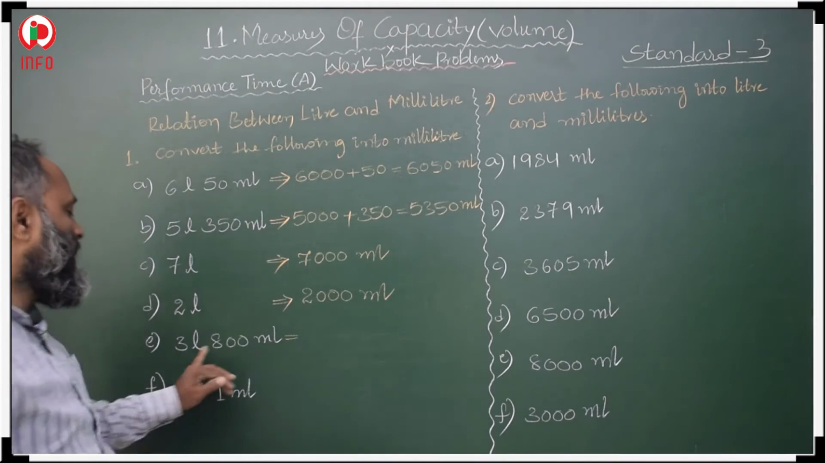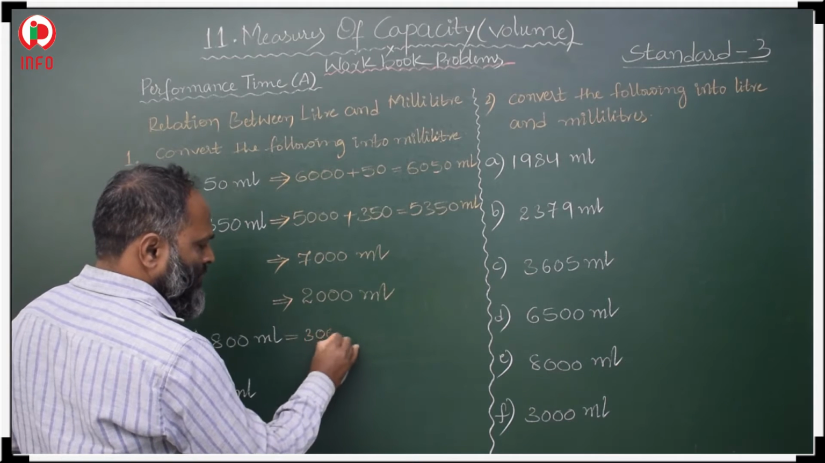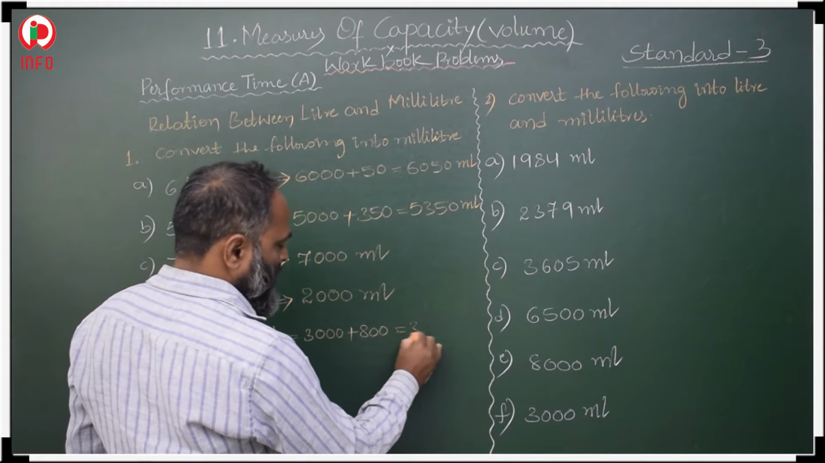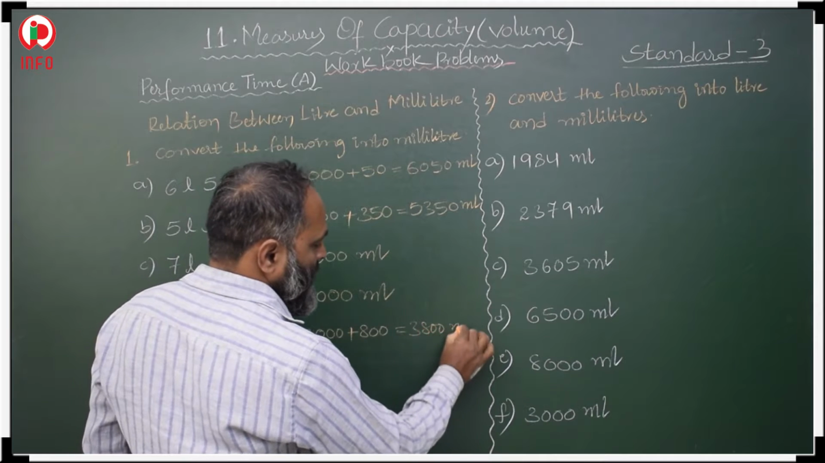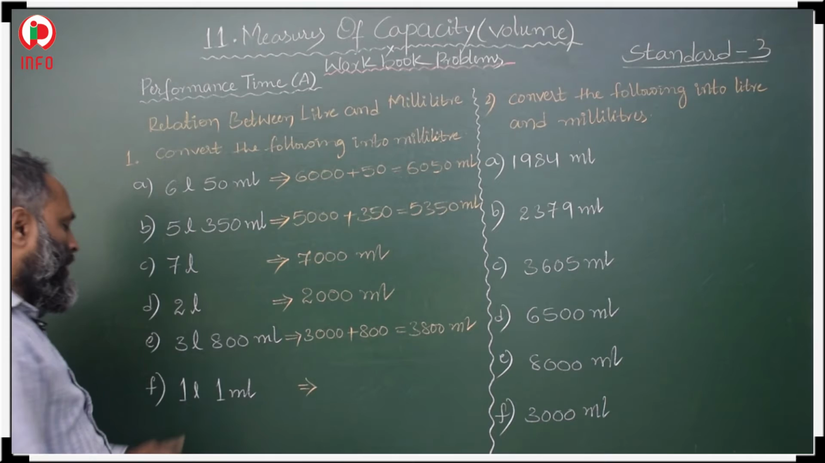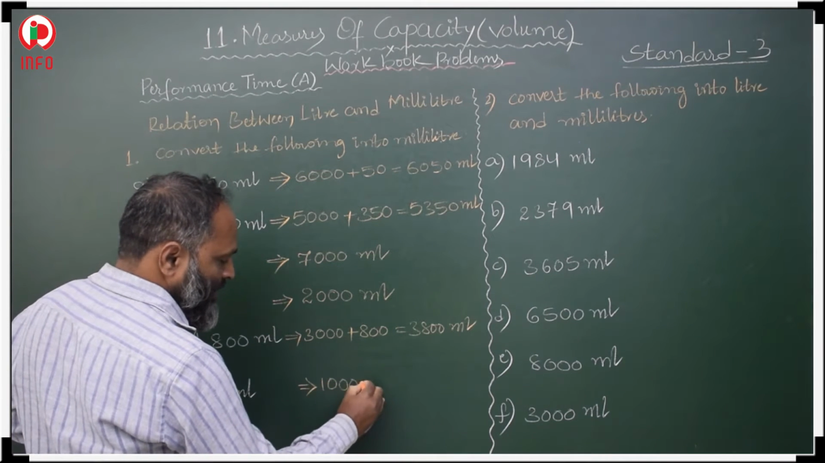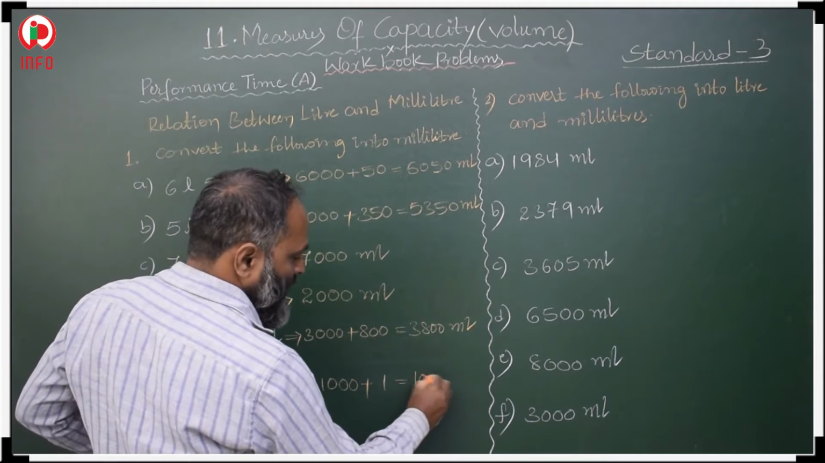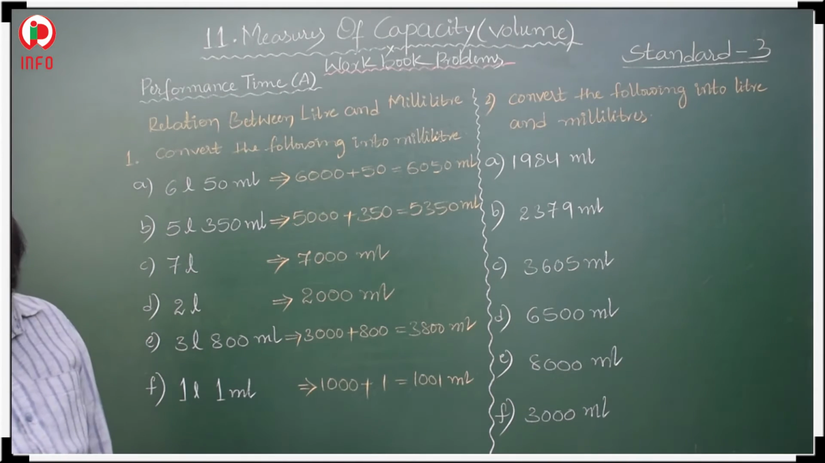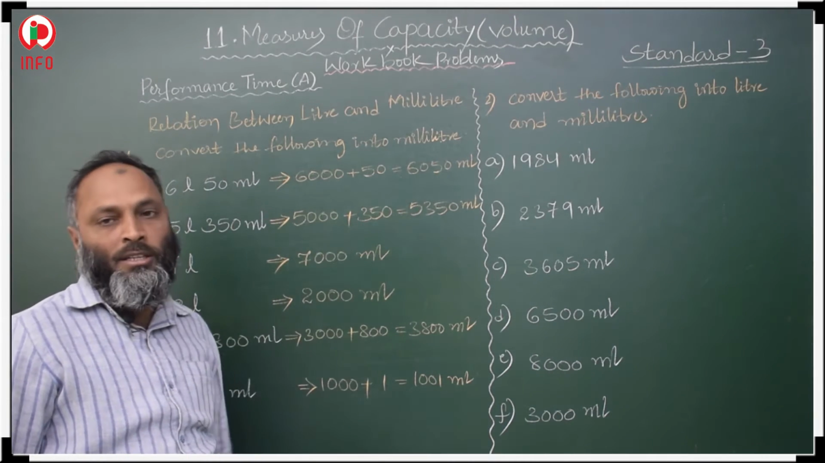Next, 3 liters and 800 milliliters. 3 liters means 3 into 1000, 3000, plus 800, 3800 milliliters. Now, 1 liter 1 milliliter. So 1 liter means 1 into 1000, 1000 plus 1 milliliter, so 1001 milliliters. Okay, this is the conversion of liters and milliliters into milliliters.